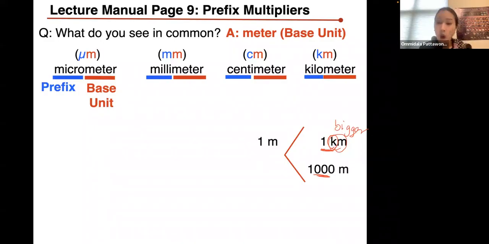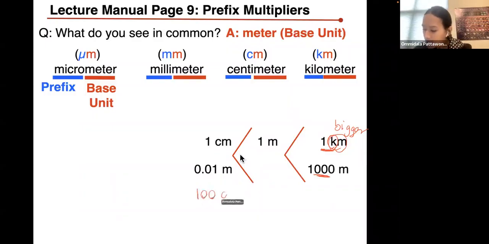Now, if you compare 1 meter to 1 centimeter, it turns out that 1 centimeter is 1/100 of a meter. In other words, in order to make centimeters equal to a meter, you need 100 centimeters to be equal to 1 meter, right? So in this case, you see that a centimeter is actually smaller than a meter, right? So this unit right here is smaller.